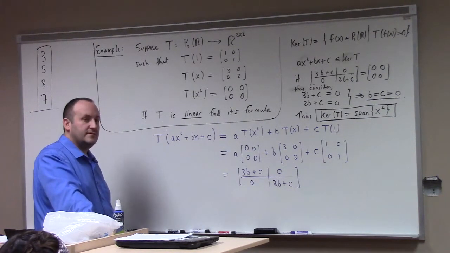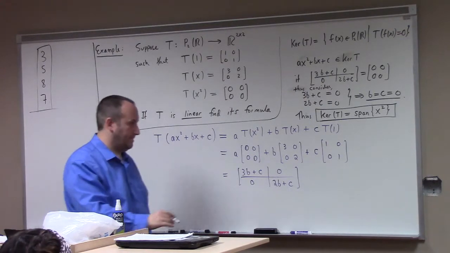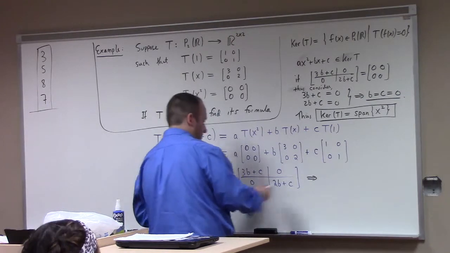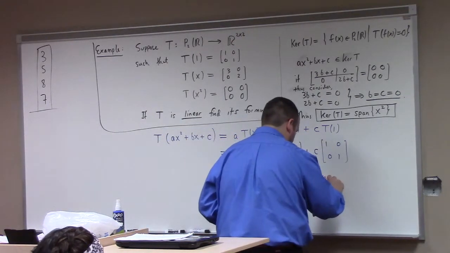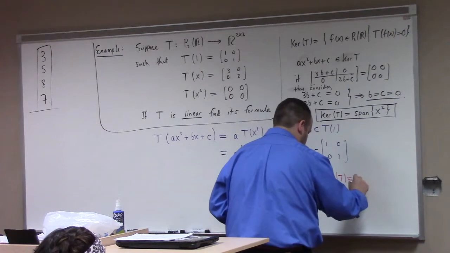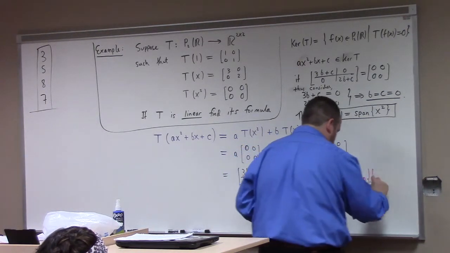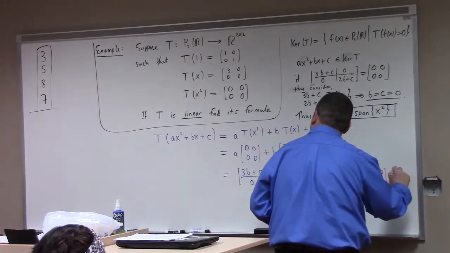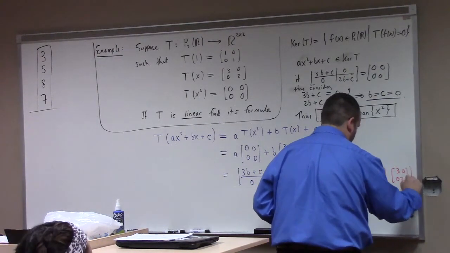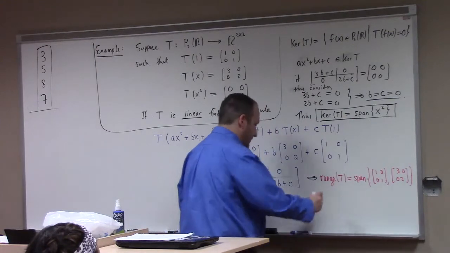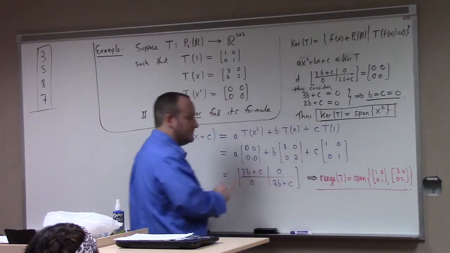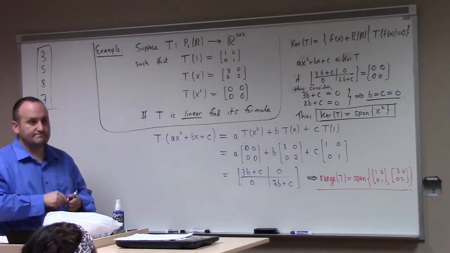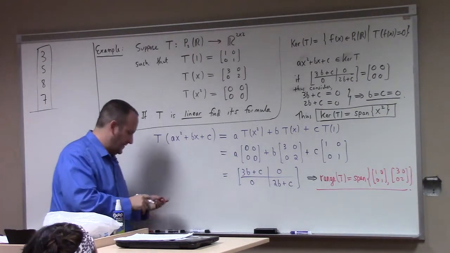What's the range of T? I can see that the range of T is the span of [1, 0; 0, 1] and [3, 0; 0, 2], either by logic or by the formula in purple to the left here. Those are the possible outputs. All right? There you go.